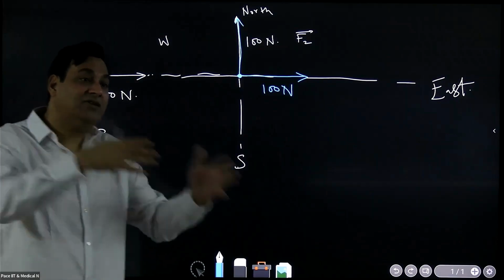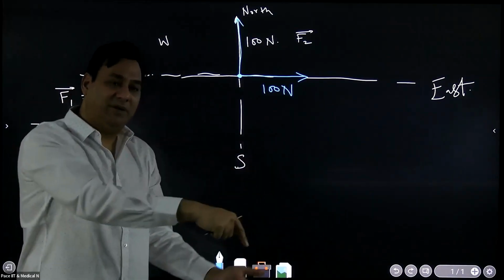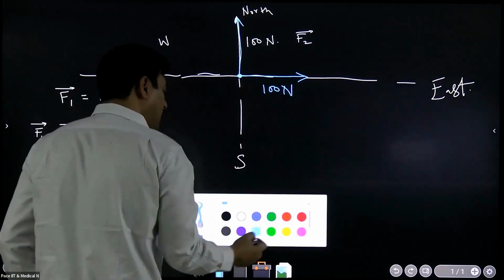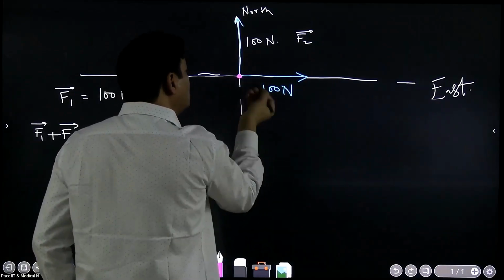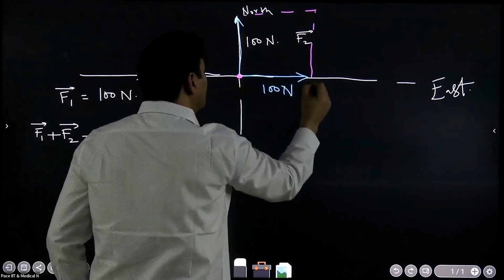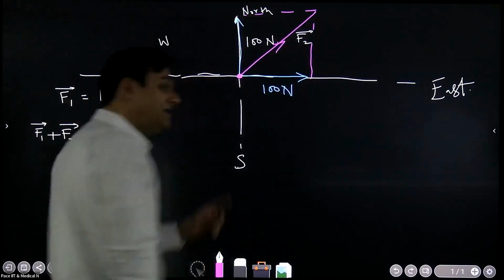Sometimes when you have a given situation where something is already told, you will quickly apply that. Okay? So it is already, I am saying, they both are acting on the same point, same mass, and this is the point. Already their tails are kept together. So I will complete the parallelogram. This diagonal will represent, not this diagonal. Understand this also.